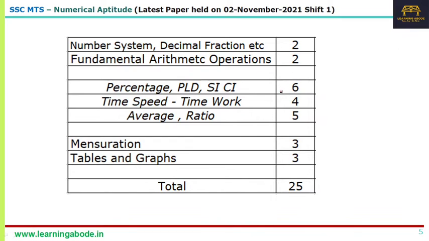Percentage, profit and loss, simple interest, compound interest: like 6 questions. Time, speed, distance, time and work: 4 questions. Average, ratio, mixtures and alligation: like 5 questions. Mensuration, like volume and area: 3 questions. Then tables and graphs, kind of data interpretation questions: 3 questions. There are no questions asked in trigonometry, geometry, etc. in the papers that I have checked. So a total of 25 questions. Now let's move on to the actual questions.